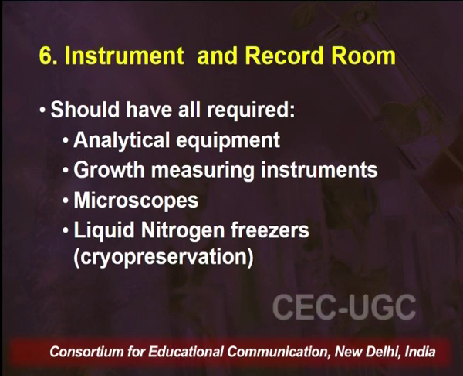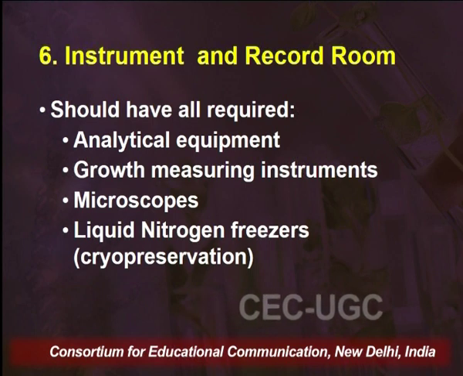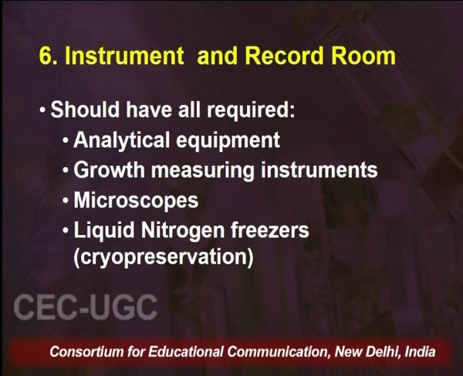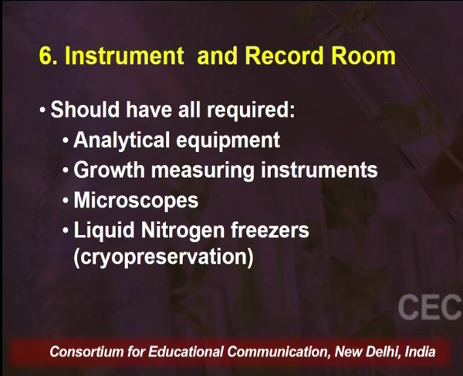Next we have the instrument and the record room. Once you have grown your cultures properly, you require certain analytical equipment to analyze your samples. If you want to analyze the content of the secondary metabolites in your cultures, you have to have HPLC, HPLC equipped with MS, or any other suitable analytical equipment. This instrument room should also be equipped with growth measuring instruments, wherein you can measure the vegetative growth of the culture. Not to mention, these rooms should also be equipped with microscopes and liquid nitrogen freezers for cryopreservation of the samples.